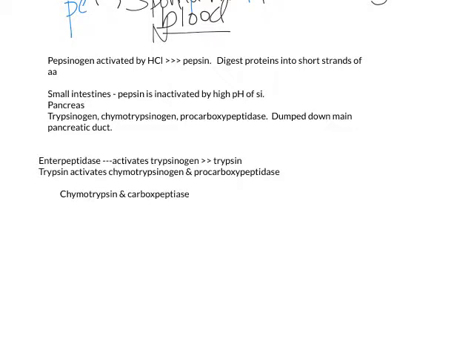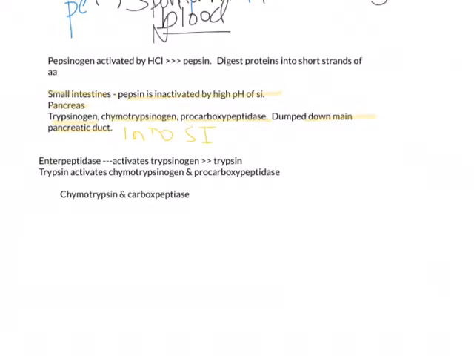Okay, so let's look at that again. When we get to the small intestines, pepsin's inactivated. So pepsin only works in the stomach. The pancreas is going to release trypsinogen, chymotrypsinogen, and procarboxypeptidase. Those are inactive. They get dumped down the main pancreatic duct, and they go into what? Into the small intestines.